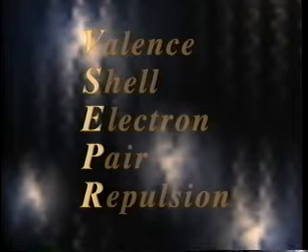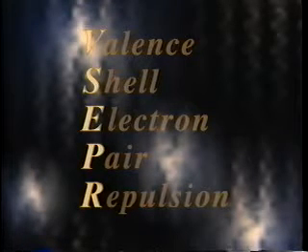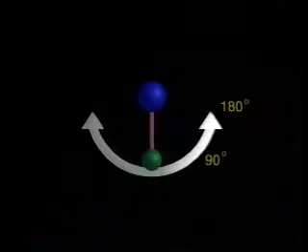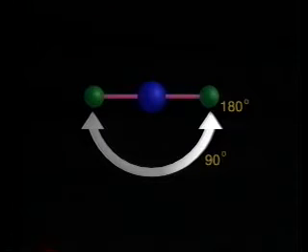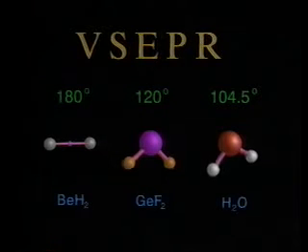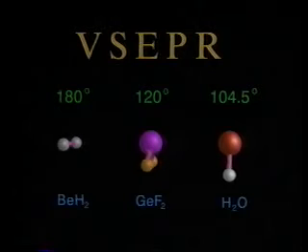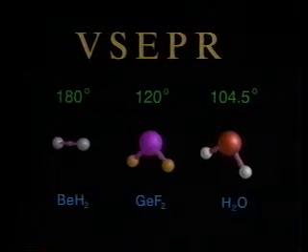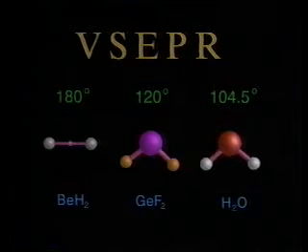VSEPR, or valence shell electron pair repulsion theory, will allow us to predict these shapes. The most important concept is the bond angle. For 2 atoms connected to a central atom, the bond angle can vary from 0 degrees to 180 degrees. Here are examples of 3 molecules, all with very different bond angles. How can we understand these differences?